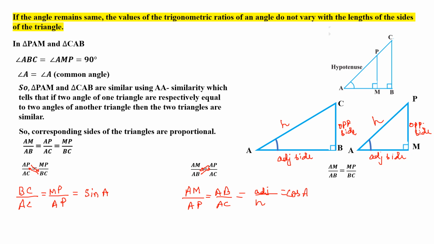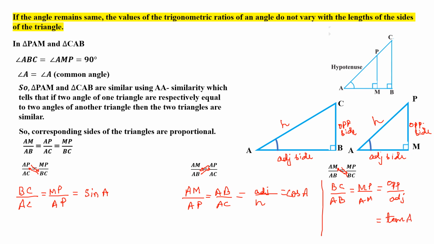Now same way, if you take AM by AB and MP by BC, and you are going to exchange this, what will it become? BC by AB, which is equal to MP by AM. And what are these? BC is opposite side, AB is adjacent side. Same way MP is opposite side and AM is adjacent side. And this is your tan A.